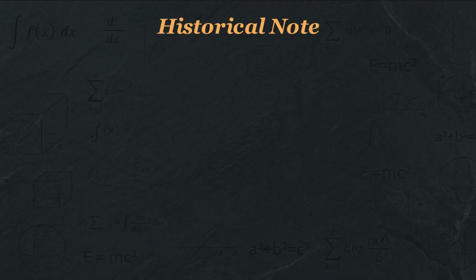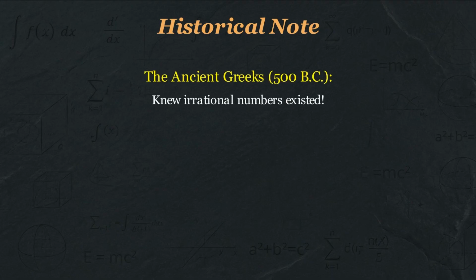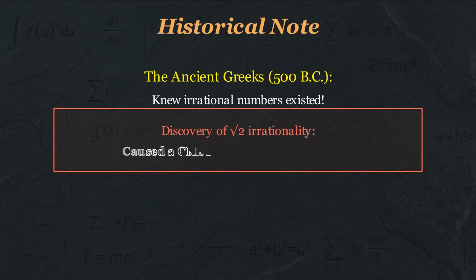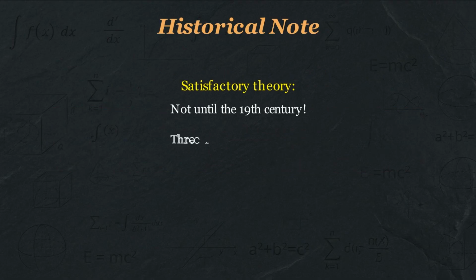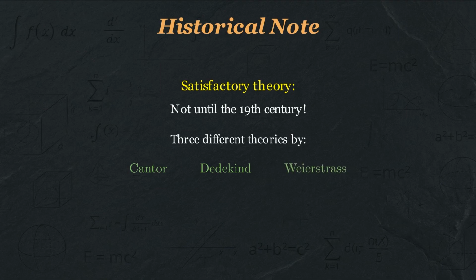Historical note. Before we move on, a quick historical note. The ancient Greeks were aware of the existence of irrational numbers as early as 500 BC. In fact, the discovery that the square root of 2 is irrational is said to have caused a crisis in Greek mathematics. However, a satisfactory theory of irrational numbers was not developed until late in the 19th century, when 3 different theories were introduced by Cantor, Dedekind, and Weierstrass.